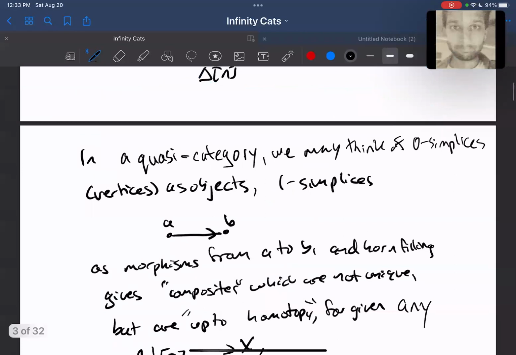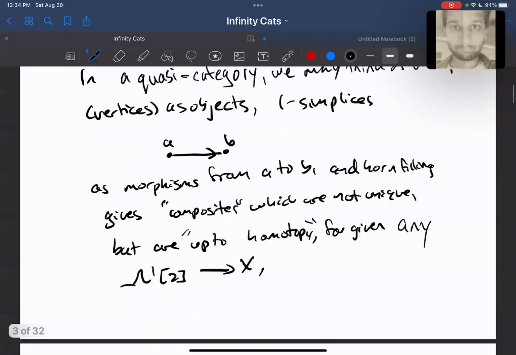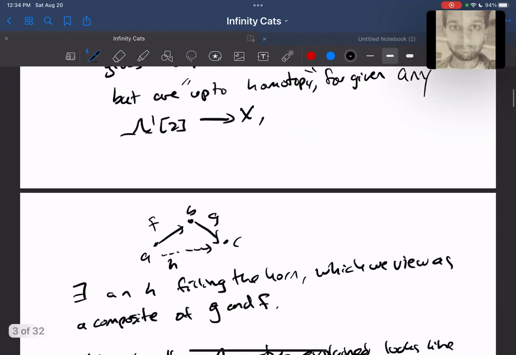So we can think of the zero simplices as objects, one simplices like these between two objects as morphisms from A to B. And the horn filling gives us composites, so that if we have, for instance, this inclusion into X going to something that looks like this, we can compose it to get some composite H. We don't have unique composites in general, but any two composites are unique up to homotopy, which is good enough.